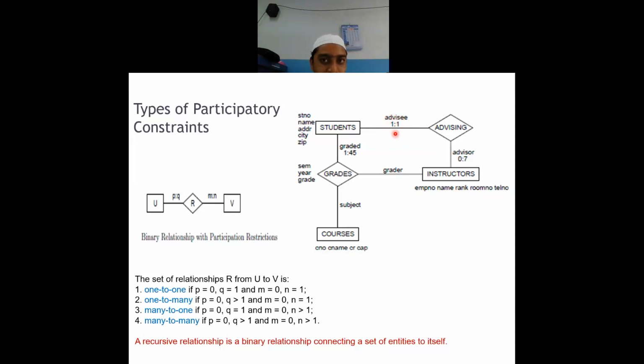This ratio is called participatory constraint. Constraint means any condition. There should be one student interacting with one faculty only. But when it comes to instructors participating in this advising relation, there may be zero instructors participating here. Suppose there is a principal, he will not interact in any advising activities with the student, but he is an instructor. He is an instructor for the overall college.